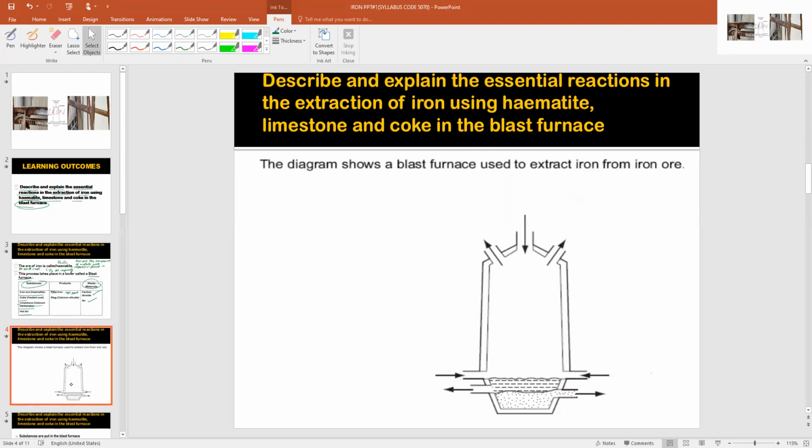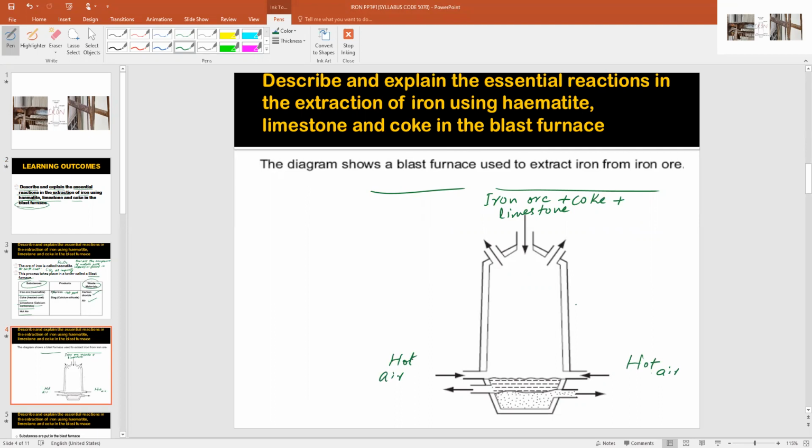Here's a diagram which shows a blast furnace which is used to collect or extract iron from iron ore. From the top of this blast furnace, iron ore, coke, and limestone are introduced. Let me write iron ore plus coke plus limestone. Hot air is blown from the bottom of this furnace. Hot air is introduced.